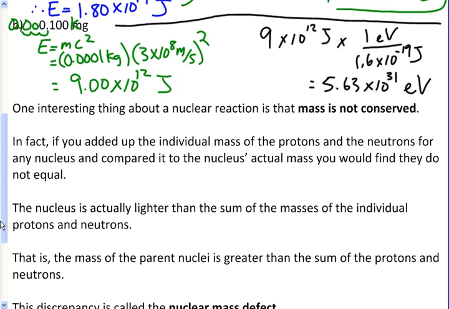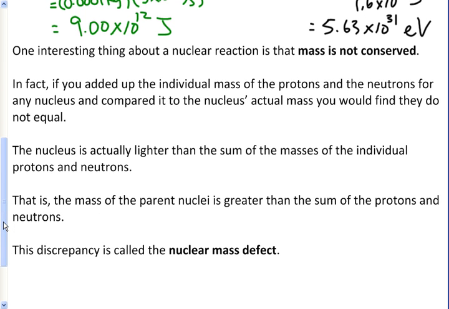Now, one interesting thing about a nuclear reaction is that mass is not conserved. In fact, if you added up the individual mass of the protons and the neutrons for a nucleus and compare it to the nucleus's actual mass, you'll find that there is some missing mass.